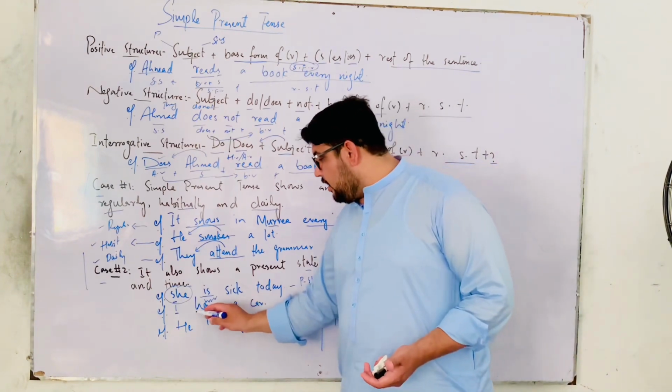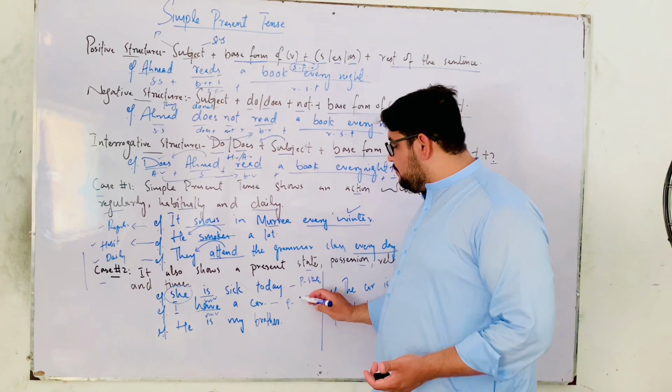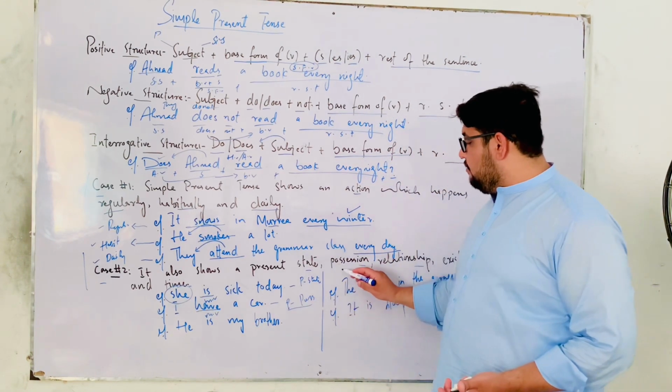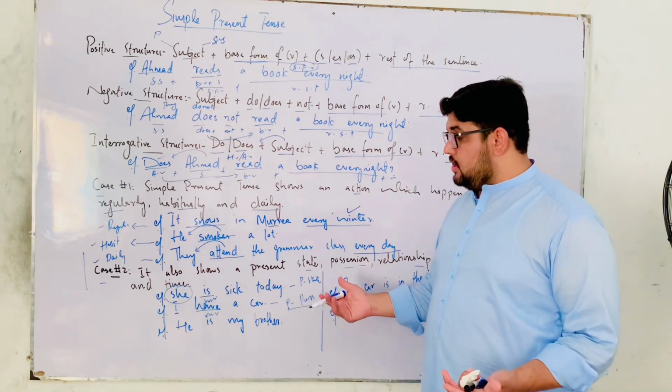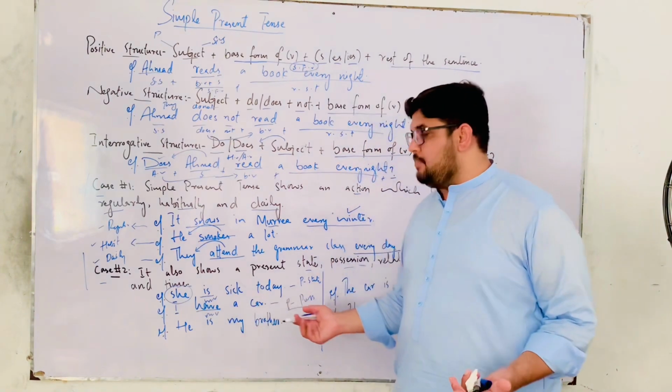Next, I have a car. So have is used as main verb here and it shows someone's present possession or present ownership. So have is used as main verb and it shows my possession.